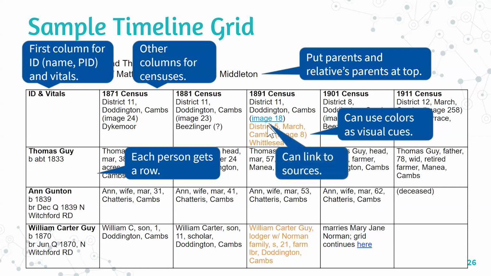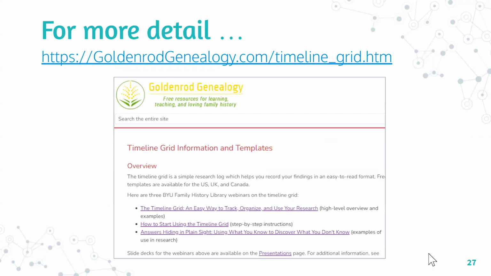And you can link to sources, which makes it very convenient, easy to have the information at your fingertips, and you can also link to other grids. So if you are interested in more information, go to goldenrodgenealogy.com slash timeline underscore grid.htm.